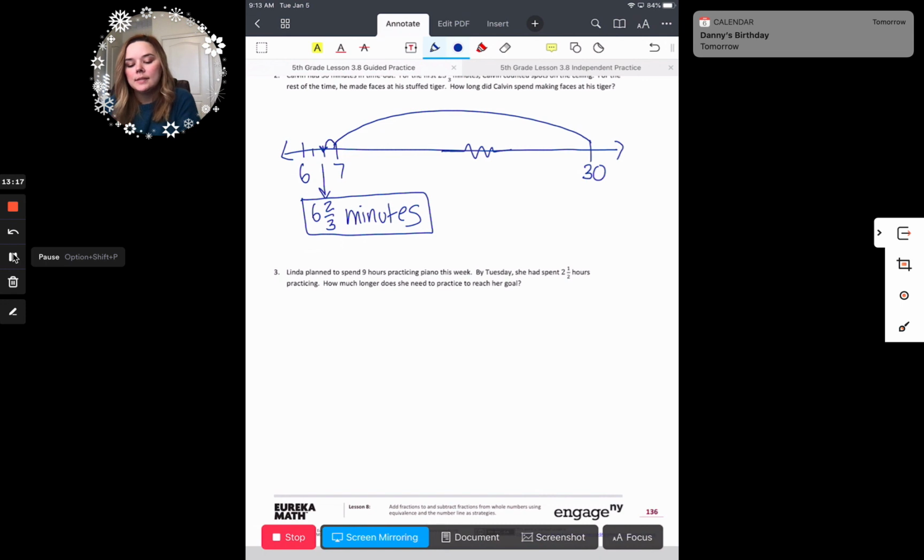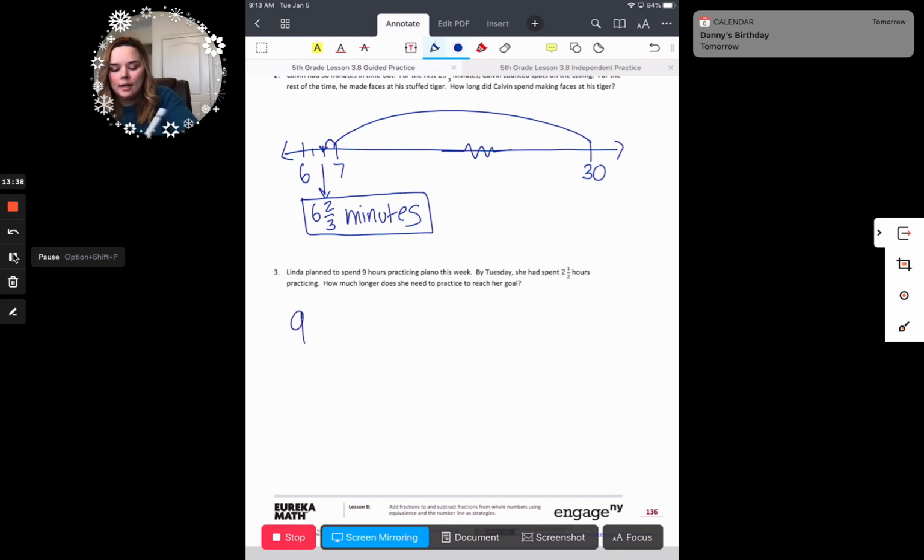Number 3 says that Linda planned to spend 9 hours practicing the piano this week. By Tuesday, she had spent 2 1/2 hours practicing. How much longer does she need to practice in order to reach her goal? So I'm going to do this. It's a little bit different. It's not exactly a way that I showed you before, but we're going to try it.